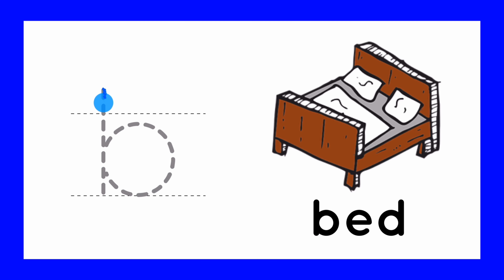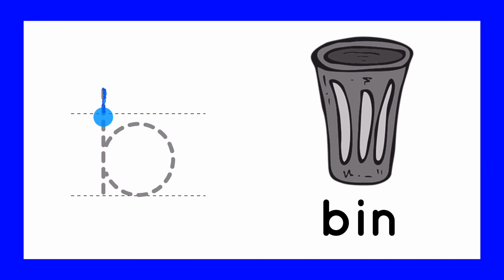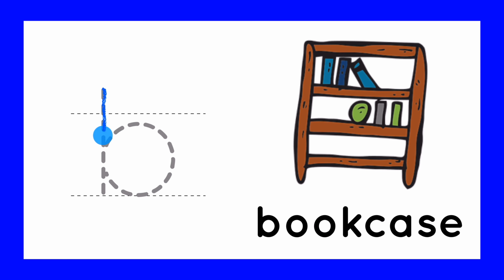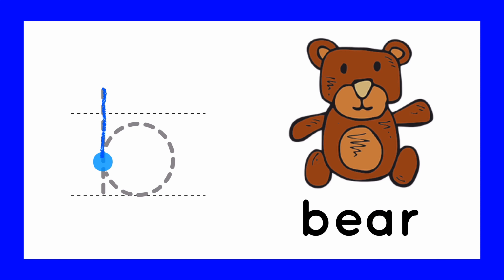B is for book. B is for bed. B is for bin. B is for bookcase. And finally, B is for bear.